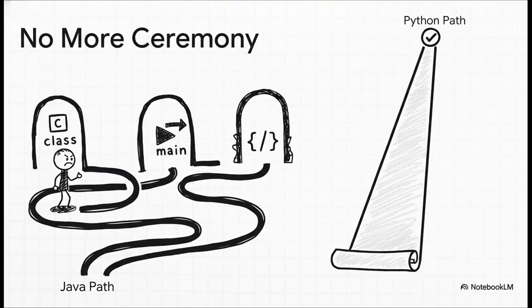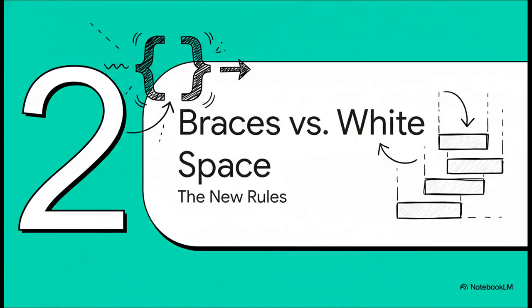So here's the deal. For a simple script, Python just doesn't need you to wrap everything in a class. And there's no mandatory main method that acts as the one and only entry point. The Python interpreter just reads your file from the top line to the bottom line and runs the code it finds. The script itself is the entry point. Simple as that.